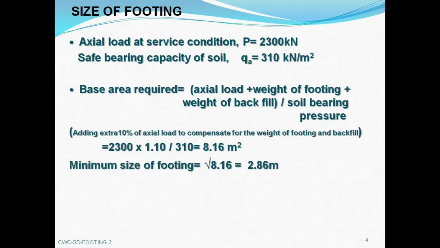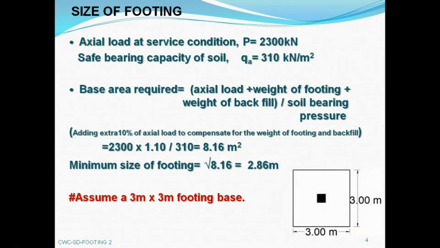Since our column is square in plan, we can consider a square footing and we can calculate the minimum size of footing as root of 8.16, which is equal to 2.86 meter. We can consider an area of 3 meter by 3 meter footing base. The plan shows the dimensions of base area of footing.